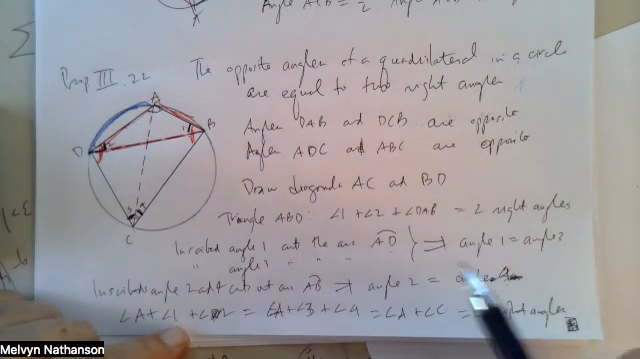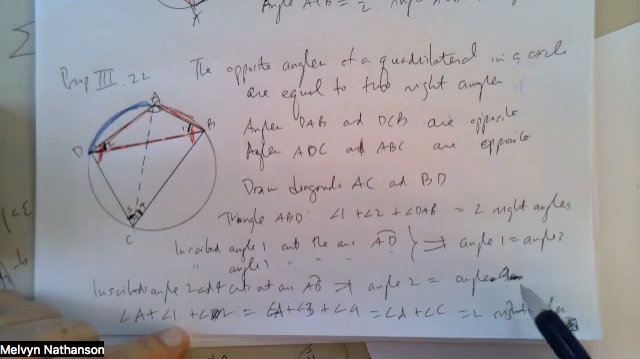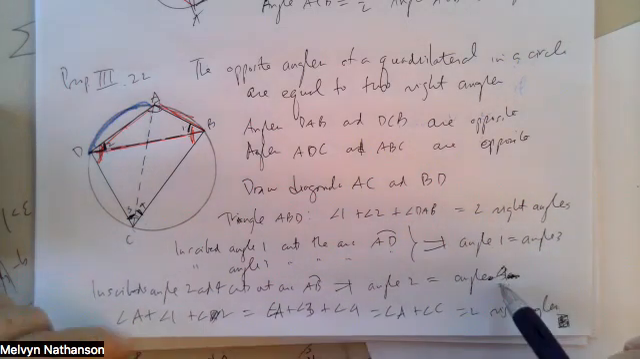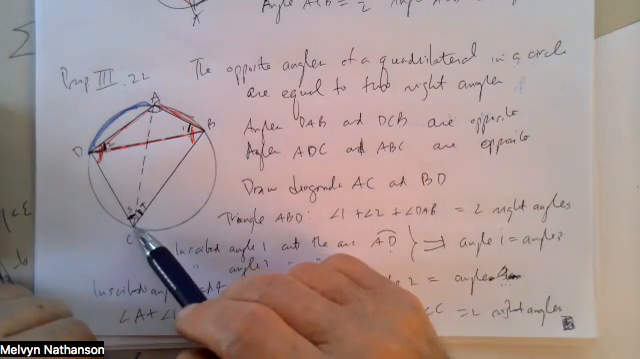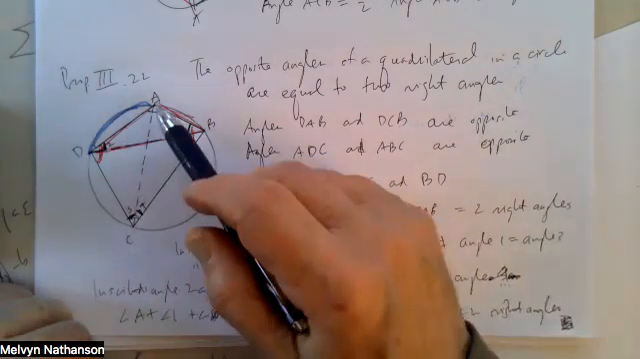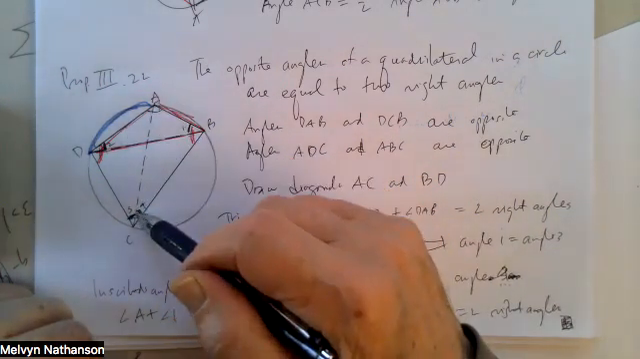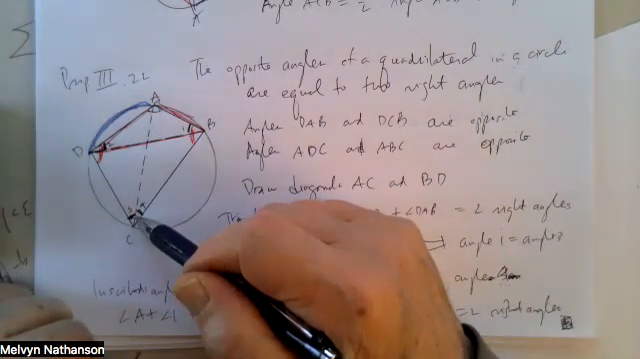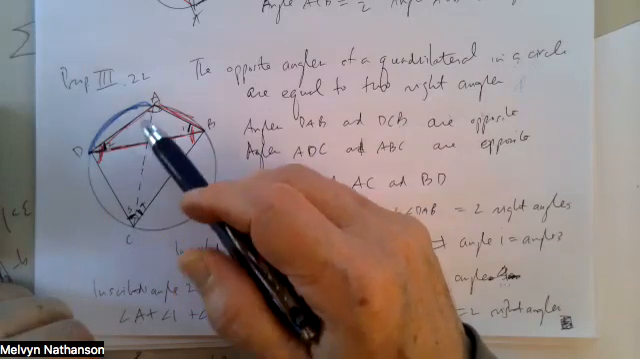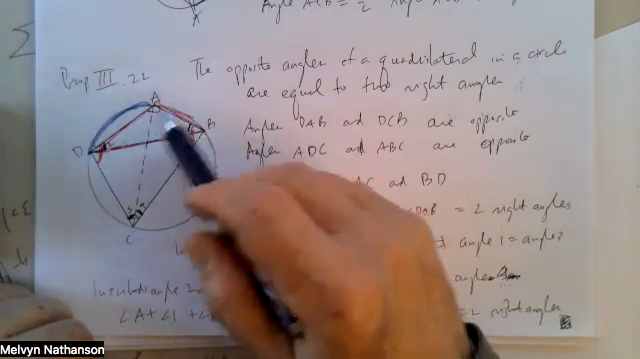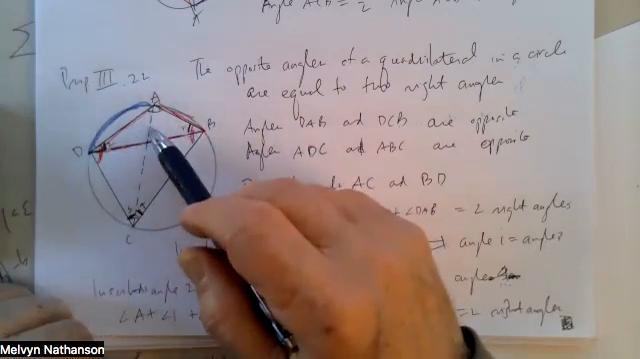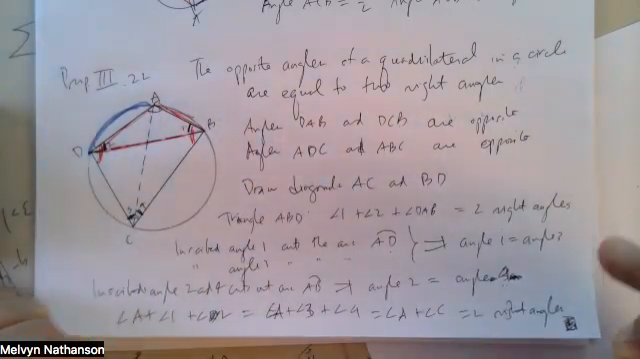So if angle 1 equals angle 3 and angle 2 equals angle 4, then 1 plus 2 equals 3 plus 4. But angle 3 and angle 4 add up to angle C. So that says that angle 1 plus angle C, the sum of those two angles, is the same as the sum of the three angles in this triangle, BAD. And that's two right angles. And that's the proof.